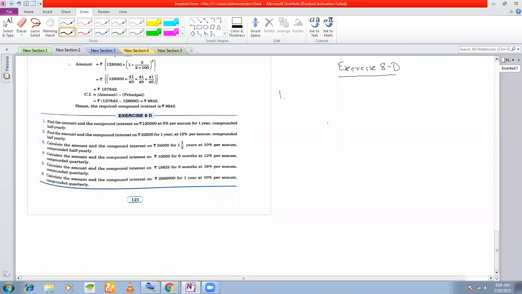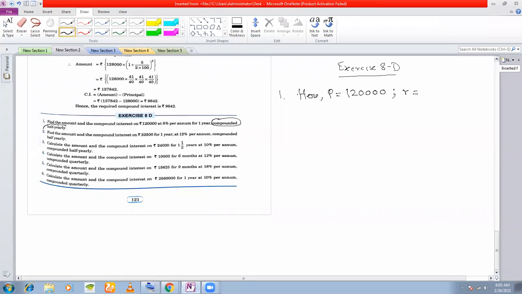If you read this question, question number 1 from exercise 8D, it states: find the amount and compound interest on 1,20,000 at 8% per annum for 1 year, compounded half yearly. Okay, so here, the principal is 1,20,000. The rate here is given to be 8%, but you see this phrase here, compounded half yearly.